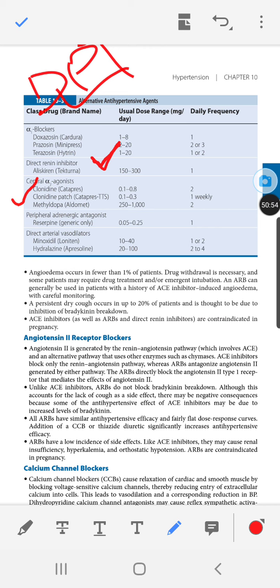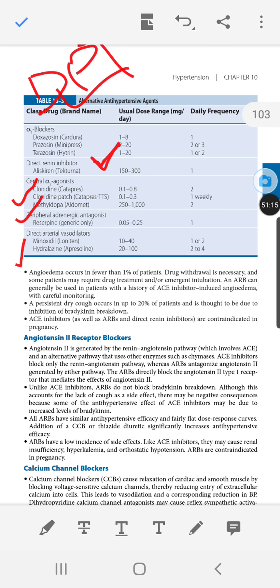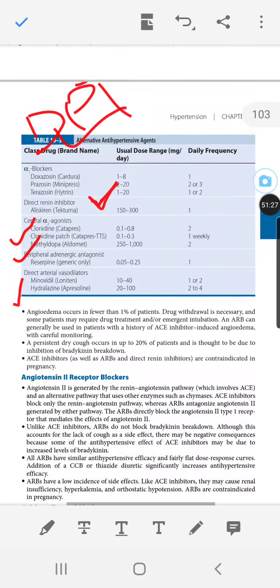And then peripheral adrenergic antagonists, which include reserpine, and direct arterial vasodilators, which include minoxidil and hydralazine. Adrenergic antagonists include reserpine. So adrenergic antagonists, you can use them too. These are the new ones. The new ones include alpha 1 blockers, alpha 2 agonists, adrenergic antagonists, and direct arterial vasodilators.